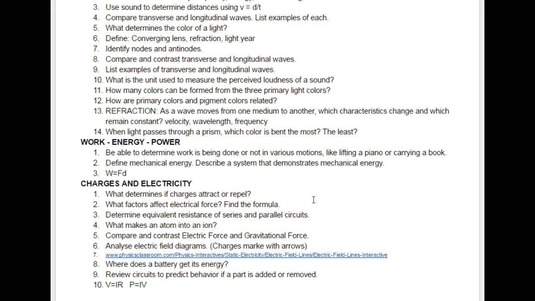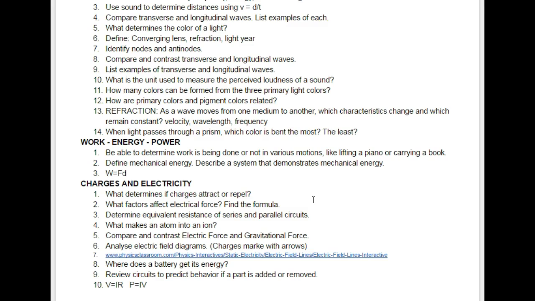And where does the battery get its energy? It's chemical energy that the batteries use to make electricity. Then number 9, review circuits to predict behavior if a part is added or removed. So think about circuit analysis that we did when you built your houses. If you took a light out, or if you added a light, or if you cut certain wires, you have to predict what would happen.